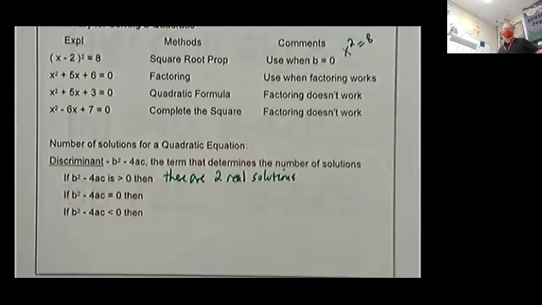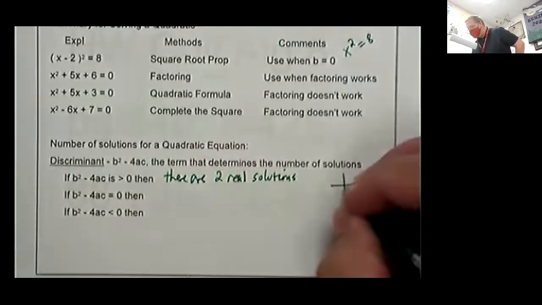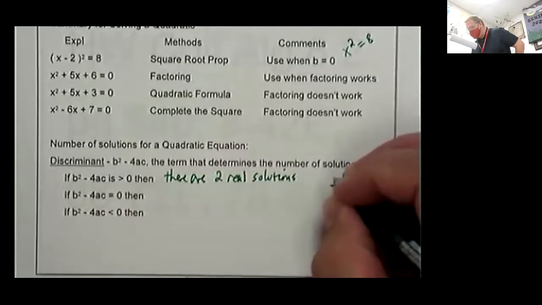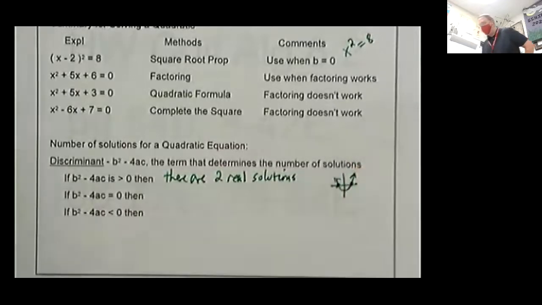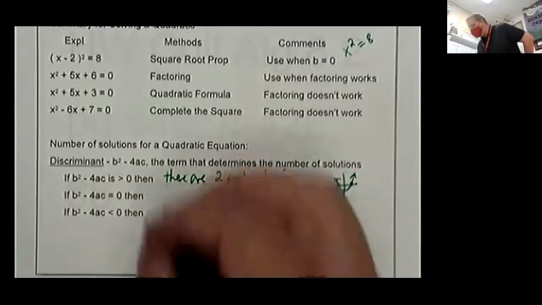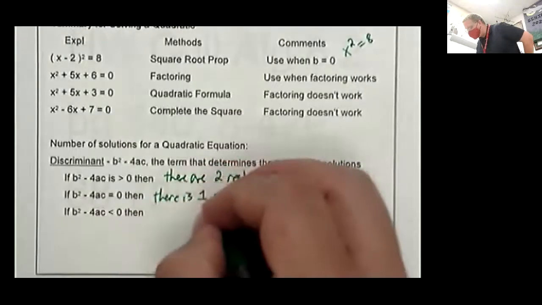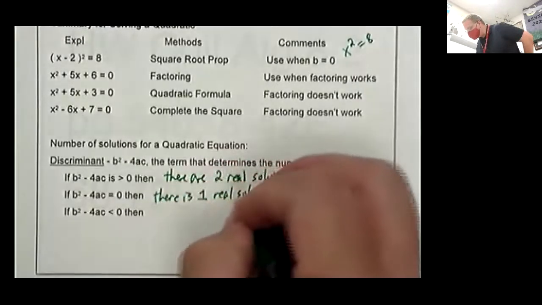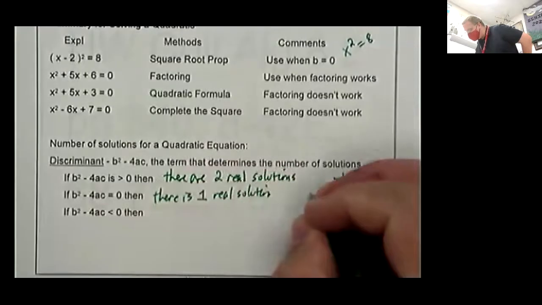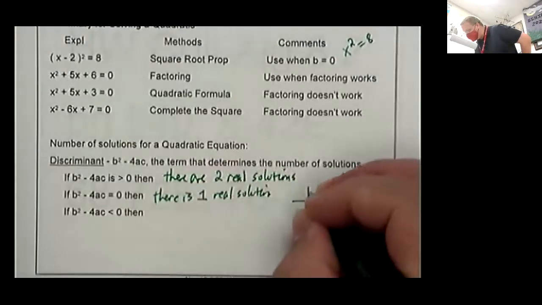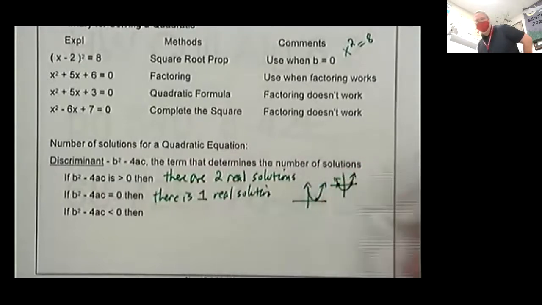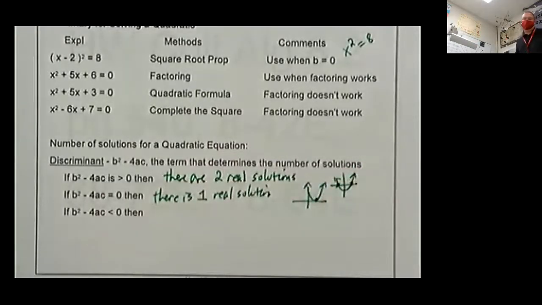Right, so if the discriminant is positive, there has to be 2 real solutions. One of the reasons for that is on the graph of a quadratic, it's going to cross the x-axis twice. If the discriminant is equal to 0, then there is 1 real solution. What happens in the graph, if there's 1 solution, is the vertex just grazes the x-axis and goes back up. That's when we have 1 solution.